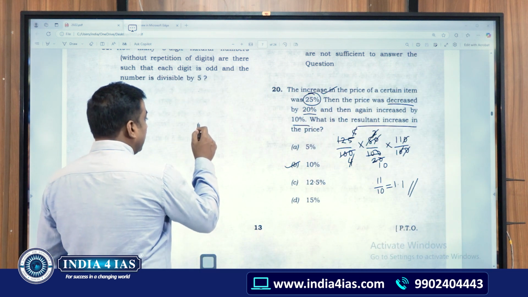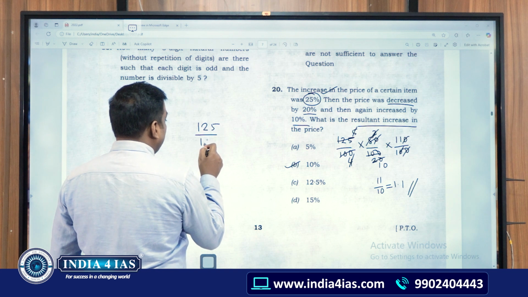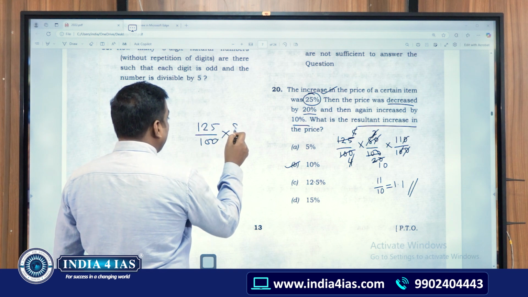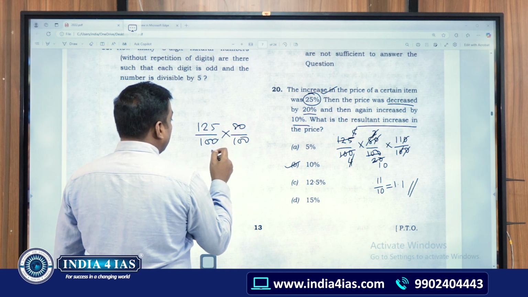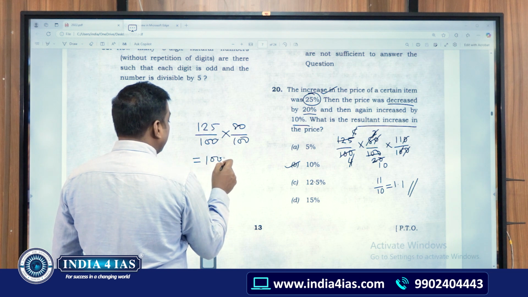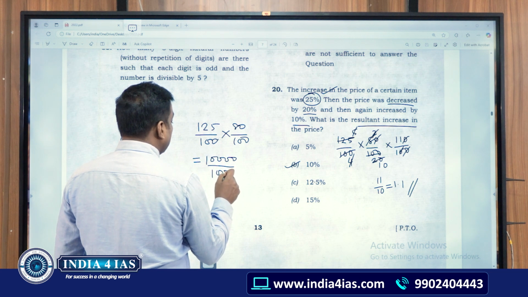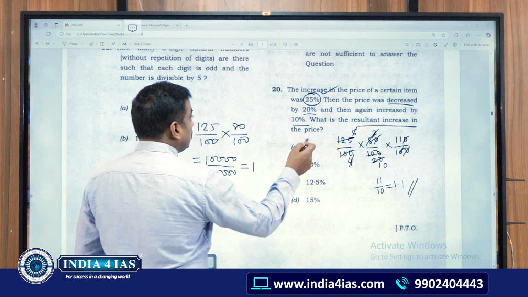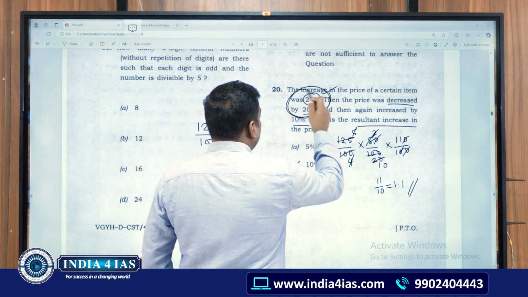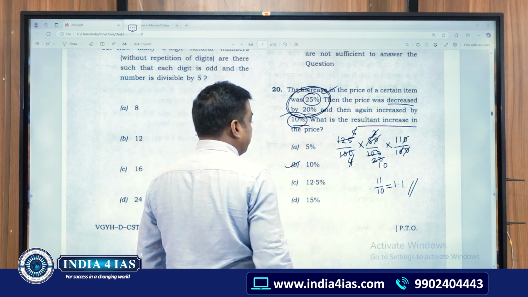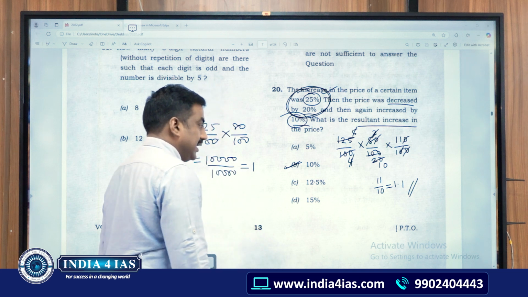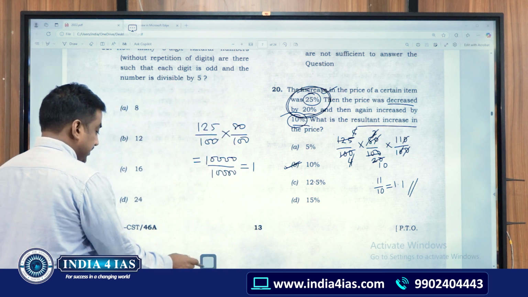I'll tell one more thing. See this 125 by 100 increase and the decrease of 20%, that is 80 by 100. Anyways this is 10,000 by 10,000, which is nothing but 1. There is no change after these two increase and decrease. The only change is this 10%. That is why the resultant is a 10% increase.